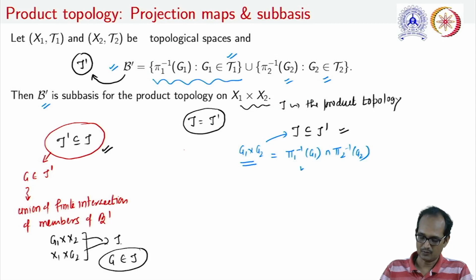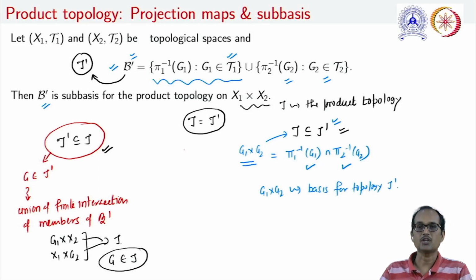And note that this π1⁻¹(G1) and π2⁻¹(G2) are members of B', and therefore they will be members of the basis for this topology, that is τ'. Therefore this G1 cross G2 will be a member of the basis for topology τ', and therefore this topology τ will be coarser than τ', and hence this P' is a subbasis for the product topology.